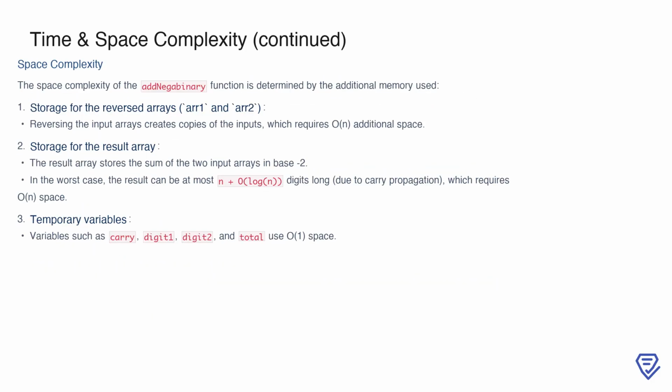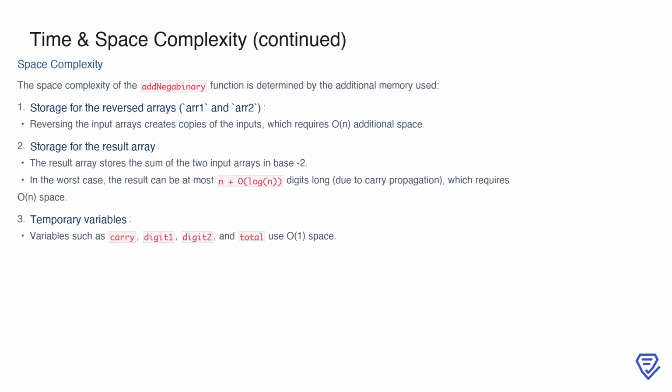Next, let's examine the space complexity of the addNegabinary function. Additional memory usage comes from three main sources. First, reversing the input arrays creates copies of ARR1 and ARR2, which requires O(n) space. Second, the result array stores the sum of the two input arrays in base -2. In the worst case, the result can have up to n plus log n digits due to carry propagation, meaning the space needed for the result is O(n).